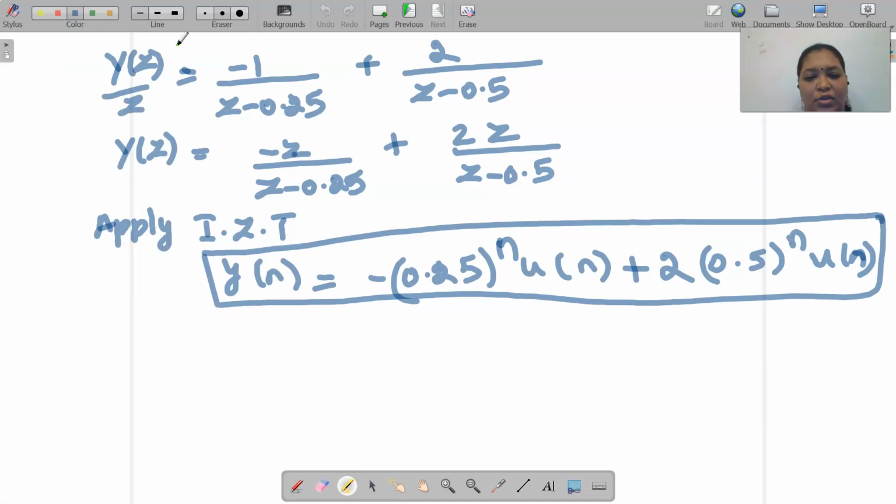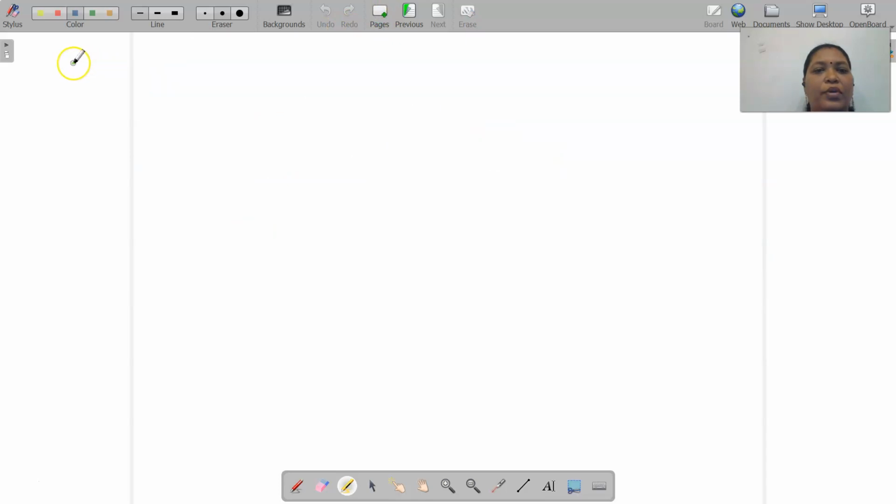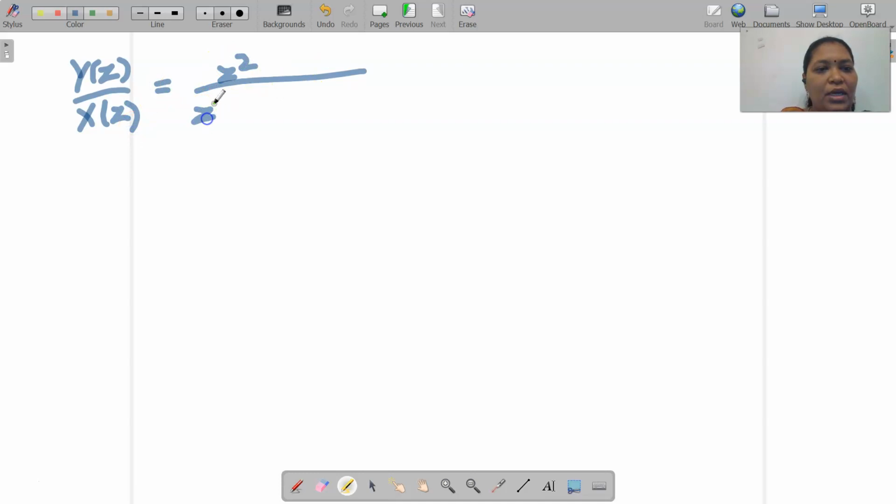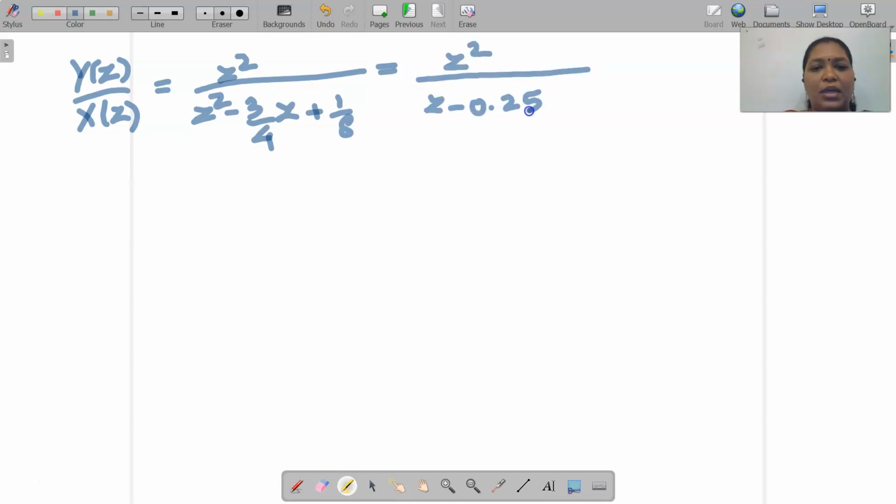Okay. So next we have to find out your step response. So for finding out your step response, again we have to take your original equation Y(z)/X(z), that is given by z square divided by z square minus 3 by 4z plus 1 by 8. Okay. So this equation I have to take. This I already know that this is z square divided by z minus 0.25 into z minus 0.5.